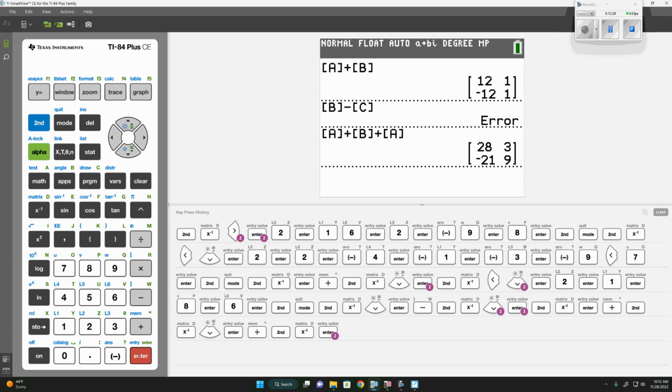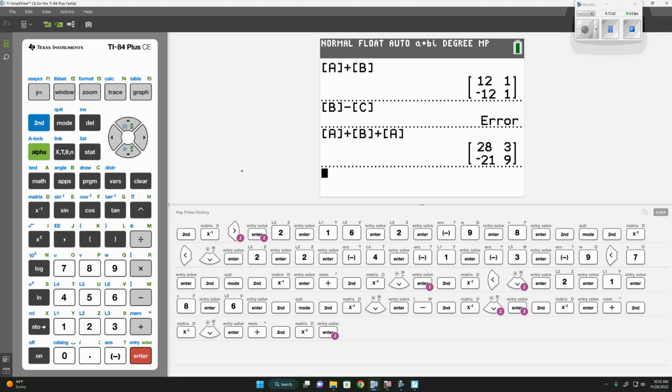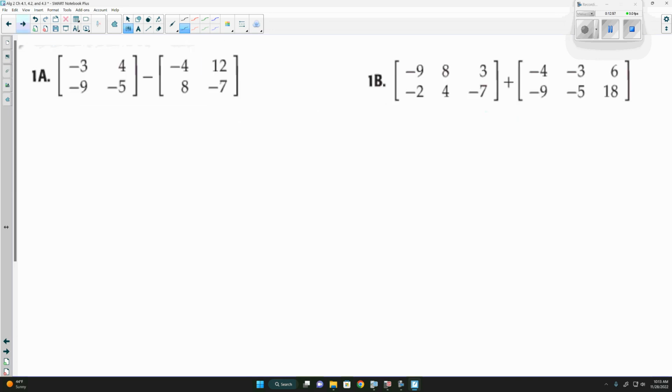Questions on any of this here? 28.3, negative 21.9. Are we good with addition and subtraction? All right. Let's look at the next part.